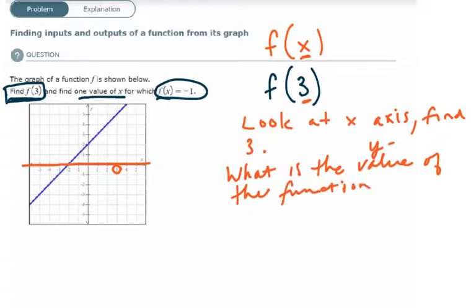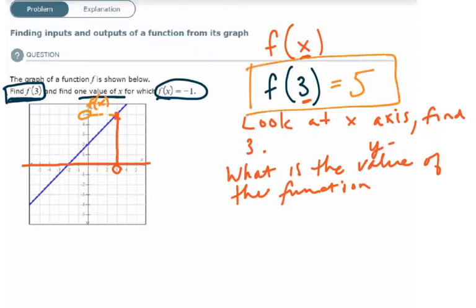So I go to x equals 3, and then I look at where the function hits when x is equal to 3. So that is equal to 5. So the y-axis you could also think of as being the f of x axis. So when x is equal to 3, the function is equal to 5. And that is our first result.